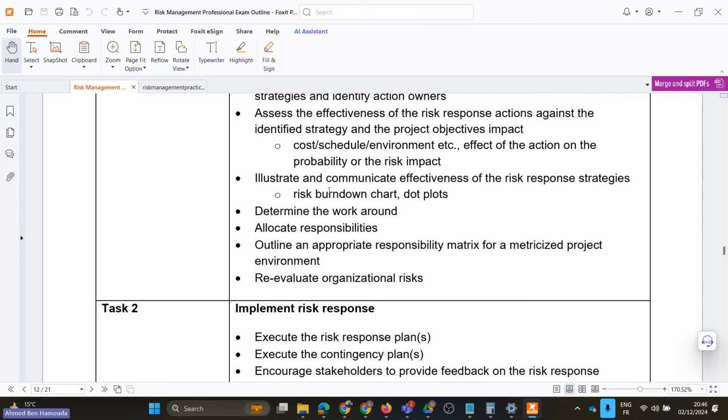How can you show the progress on the risks? We will see the risk burn down chart. We will take some examples, the dot plots. We will take an example about the dot plots as well. Okay. In case we need to establish a workaround, and workarounds usually are for issues when they happen. Okay, or workaround in the meaning of avoiding the risk. Okay.